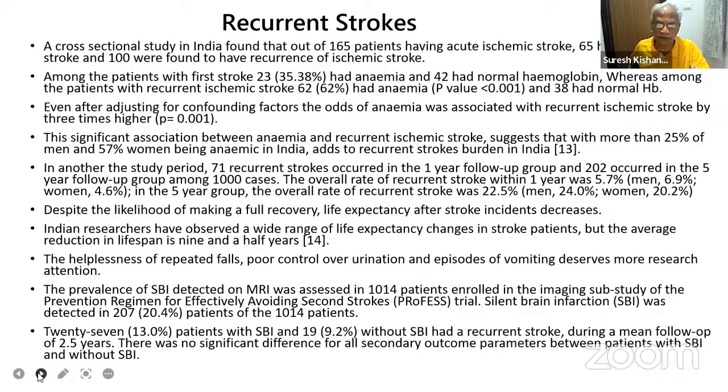I was showing you how the community studies are done. So the overall rate of recurrent strokes in the first year is about 6% and about 22.5% over a period of 5 years. Those who had stroke are likely to have a recurrent stroke. Now here, though the stroke people recover either fully or reasonably well, life expectancy after stroke incident goes on decreasing. Our Indian researchers have found that life expectancy in the stroke patient on an average declines by 9.5 years.